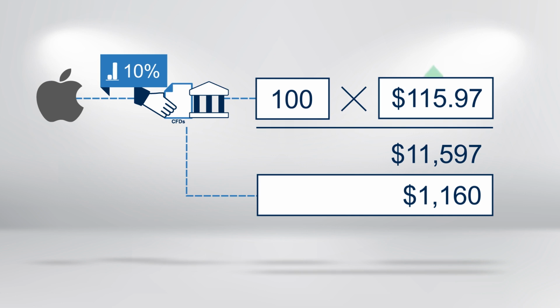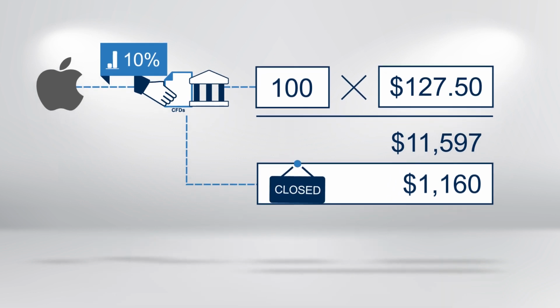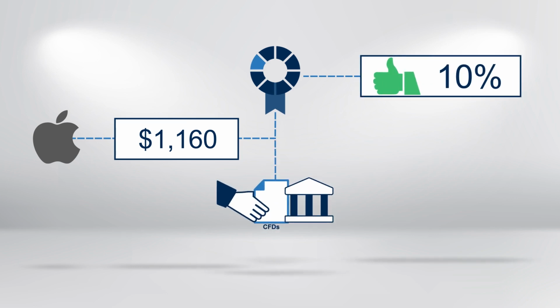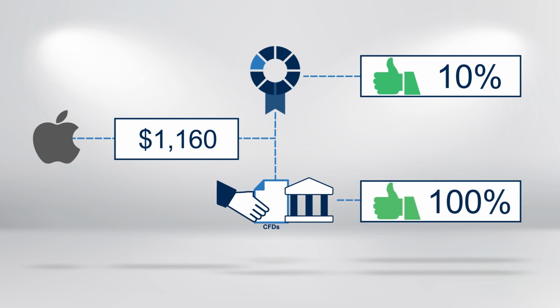When the share price rises to $127.50, you close the CFD position, and just like the stock trade, your profit is $1,153. However, there is a key difference. You have only invested the margin total of $1,160. The cash investment created a profit of 10% on capital invested, but the CFD investment has provided a profit of 100% on capital invested. You have leveraged your profit 10 times.